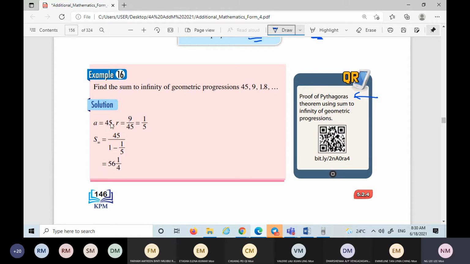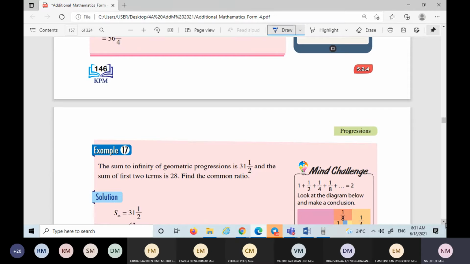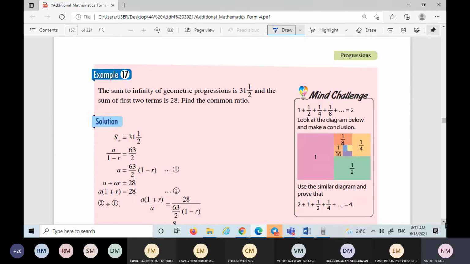So now we see, very simple, we get the A, we get the R. A is the first term, 45. R is T2, 9, divided by T1, 45, so you get 1/5. Now you see, the R should be in between -1 to 1. 1/5 is 0.2. So we continue with the S infinity. Use the formula A over 1 minus R, and then you get the answer. Okay, we look at this example.